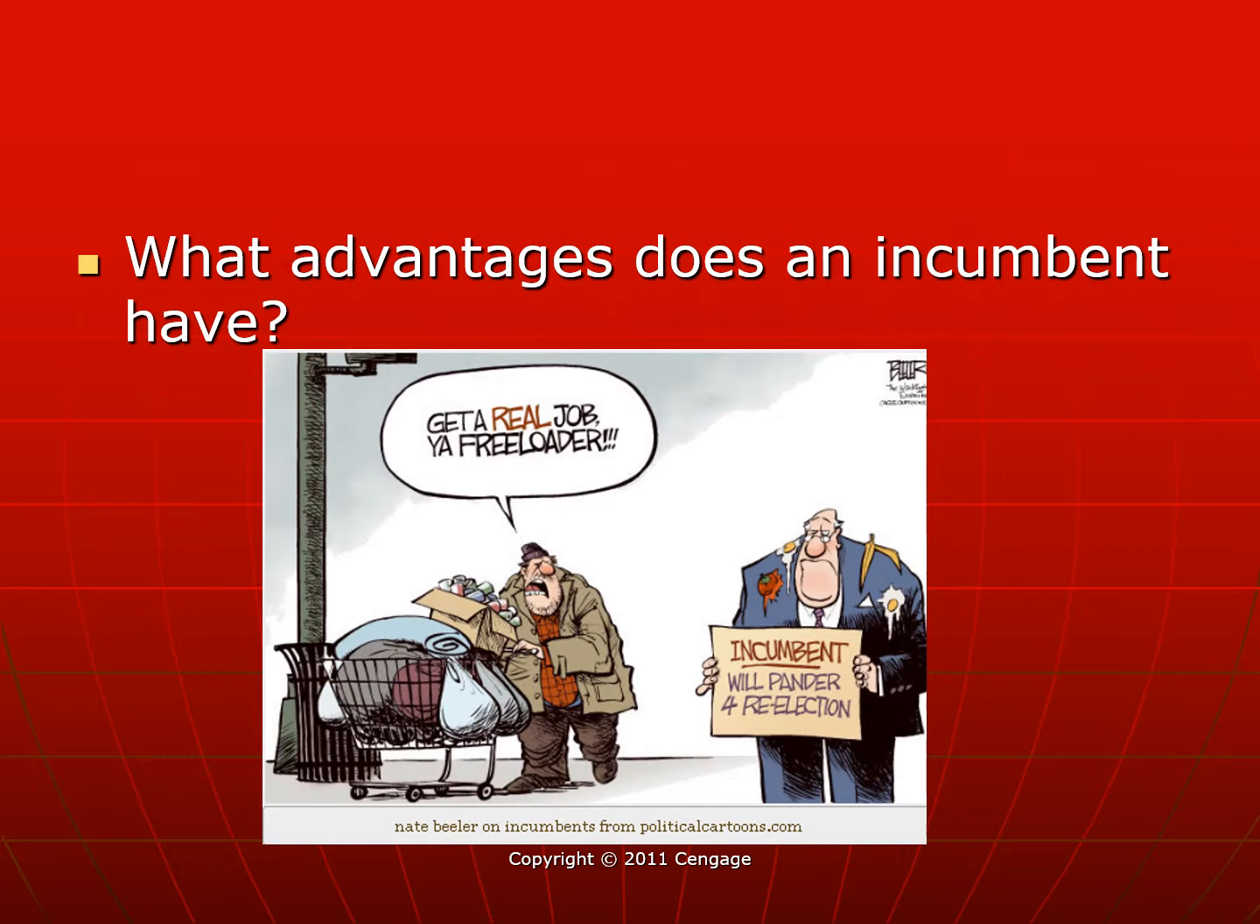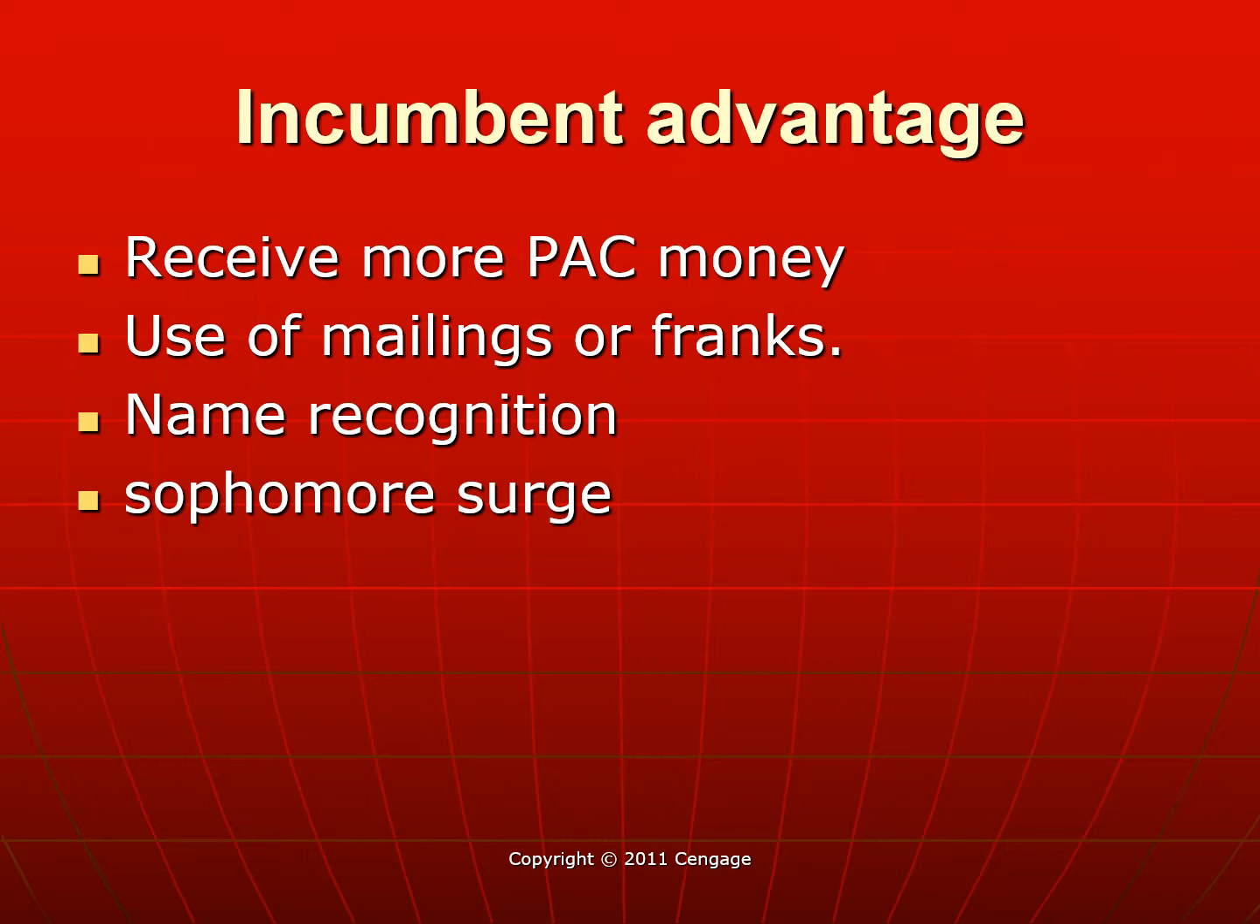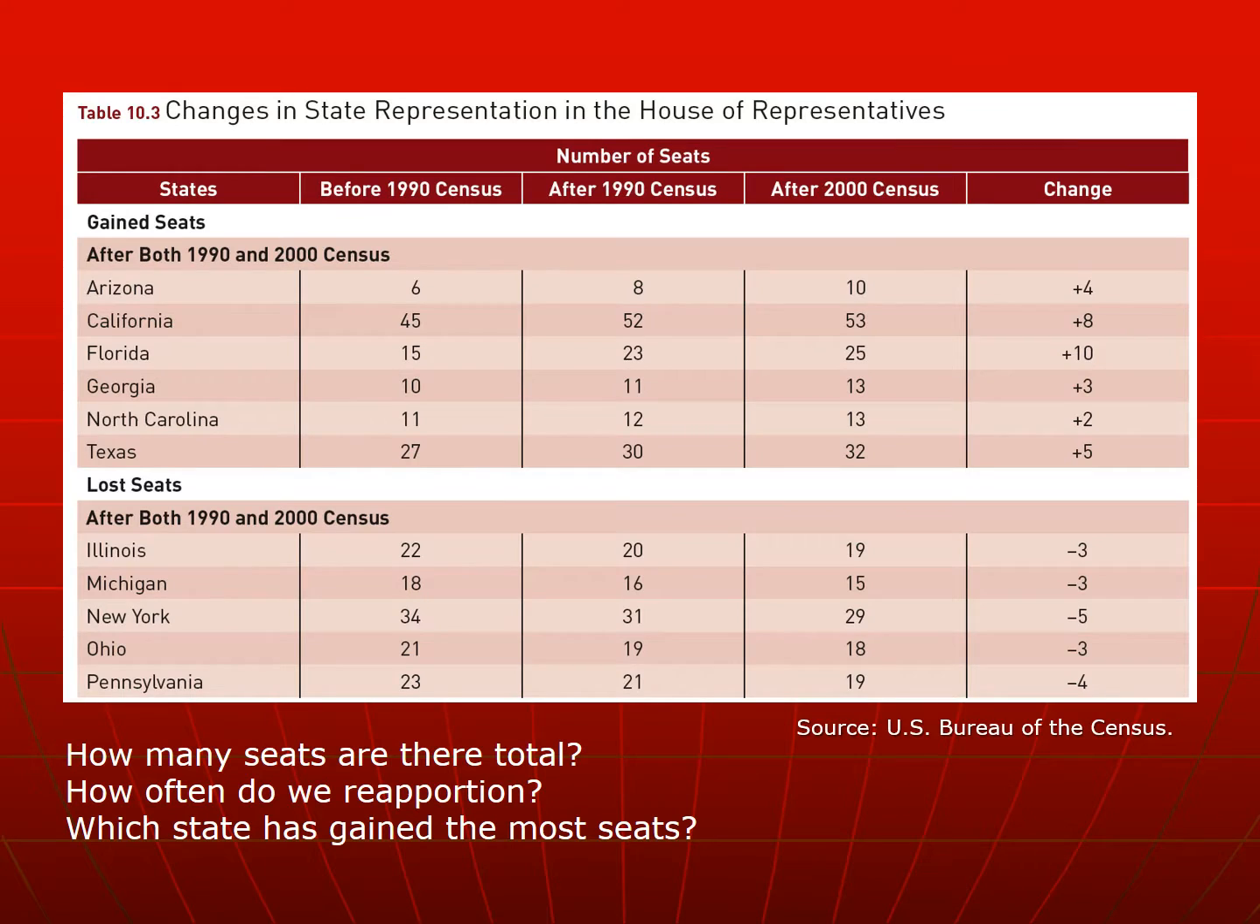What advantages does an incumbent have? They receive more political action committee money. They have more mailings, or franks, because you're allowed to use the money that is given to you within Congress, name recognition, and sophomore surge. Changes in state representation in the House of Representatives, as you can see with the gained seats and lost seats. We're looking at the 1990 and 2000 census.